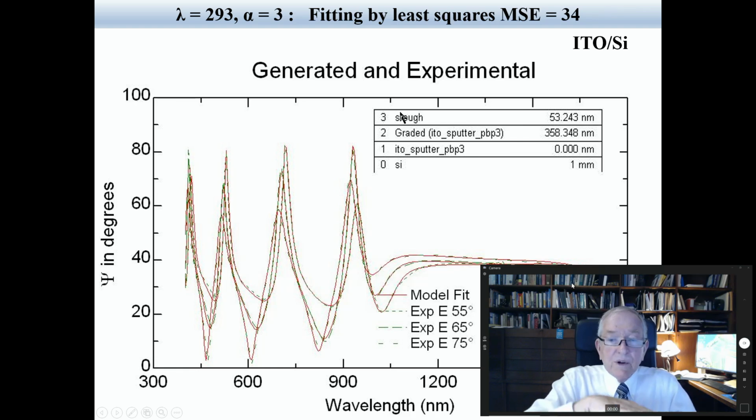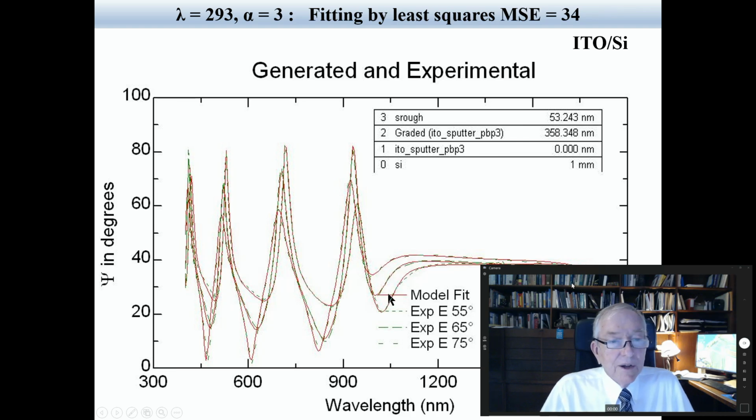Why? Because nothing is perfectly smooth, and if there's a layer of roughness at the top, it will affect the reflection. So in this case, it was 53 nanometers on top of the graded layer. Pretty complicated, not a great surprise. And the fit looks really nice, especially in this wavelength range. But if you go down here to the shorter wavelengths, you can see the difference.